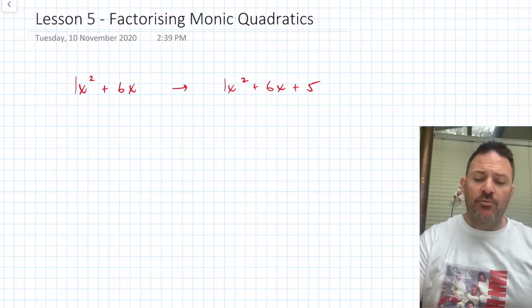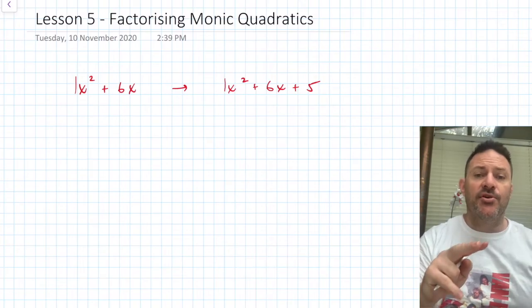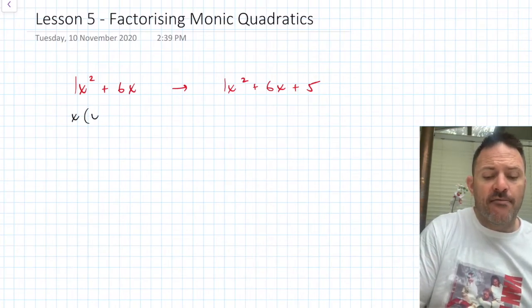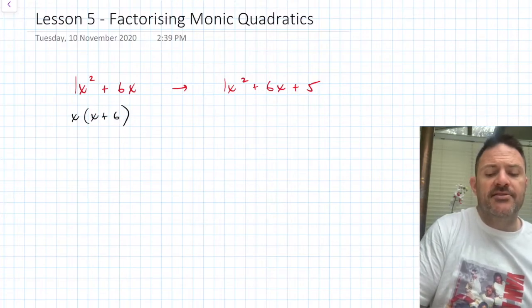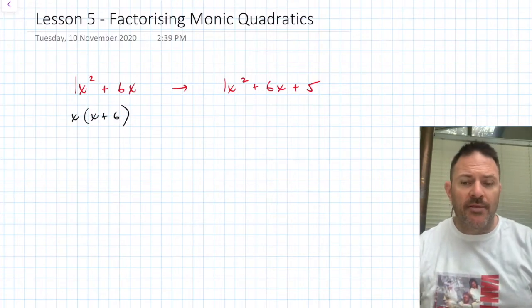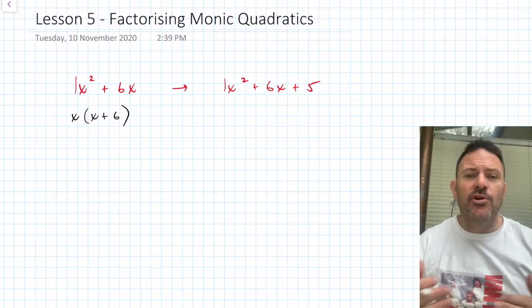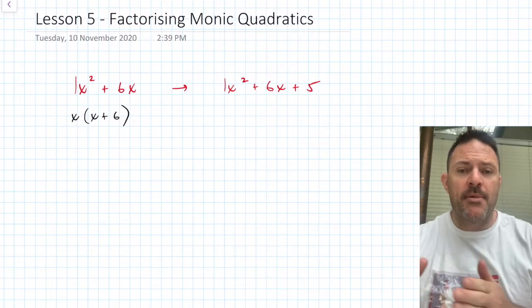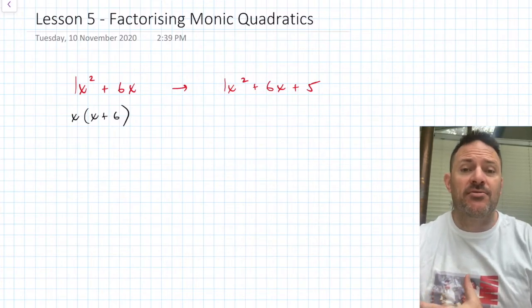Now, the first one would be nice and simple because there are only two terms. There is, of course, a common factor. That common factor is x. I factorize that out, I get x plus 6. The problem with the second one, though, unfortunately, is there's no real common factor apart from 1. So we have to look for an alternate method to solve this, or to factorize, should I say.